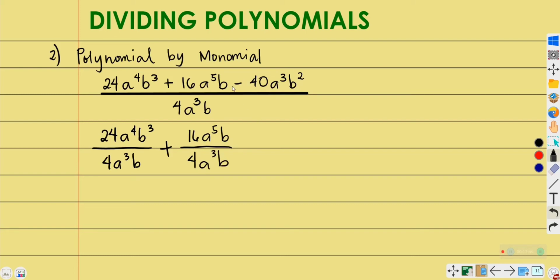Next, kopyahin ulit yung sign sa unahan, minus 40 a cubed b squared over 4a cubed b. Okay?